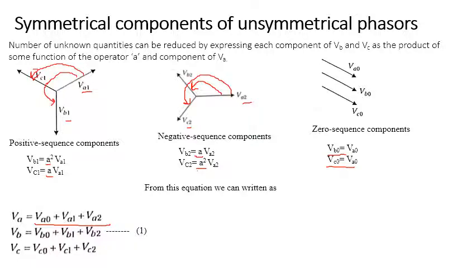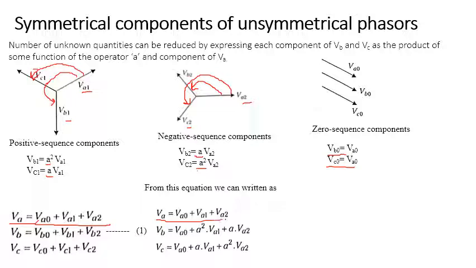Then this equation can be written by substituting. VA we are not disturbing, so VA is the same as VA naught plus VA1 plus VA2. For VB, we convert into VA. Let's see the relation for VB naught. VB naught is equal to VA naught. The next term, what is VB1?